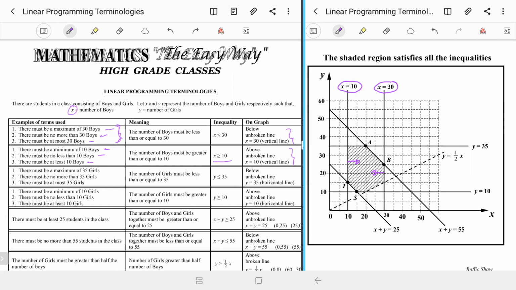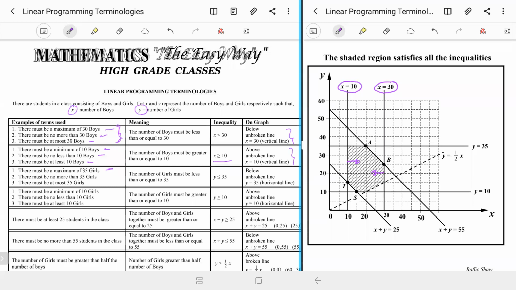Talking about the girls now. It says there must be a maximum of 35 girls, meaning you can't have more than 35 girls. So right away, this statement means that the number of girls must be 35 or less. Remember, the number of girls is y. So y must be less than or equal to 35, because 35 is the maximum you can have.